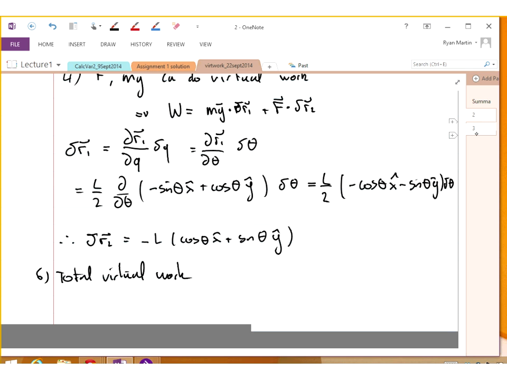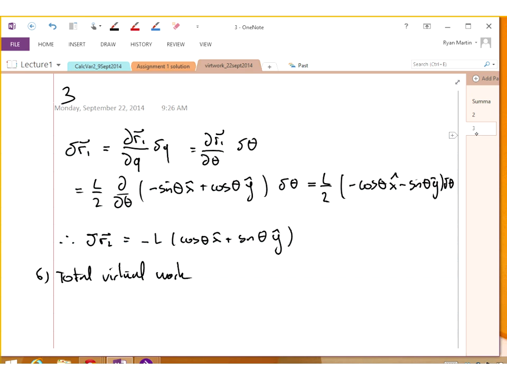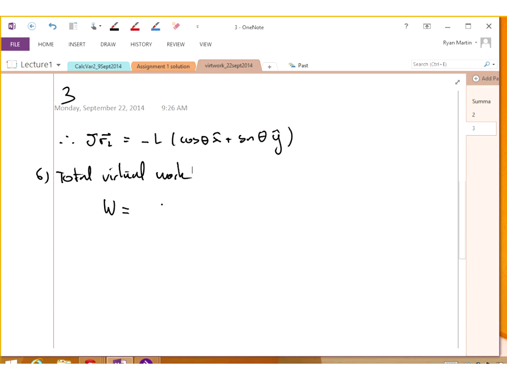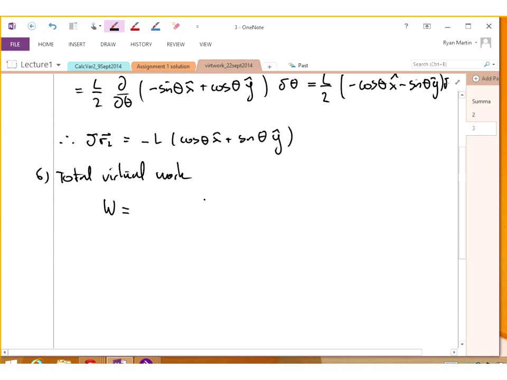So the total virtual work now is going to be the mg force dotted with delta R1 plus the F force dotted with delta R2. Delta R1 and delta R2 are both vectors.